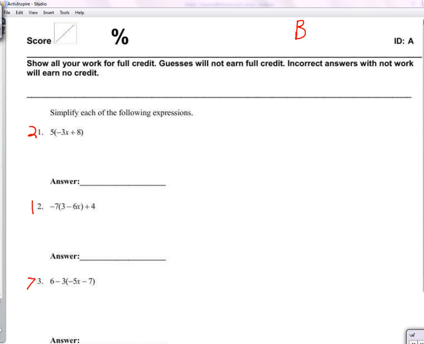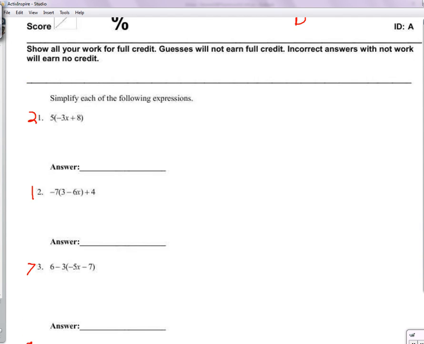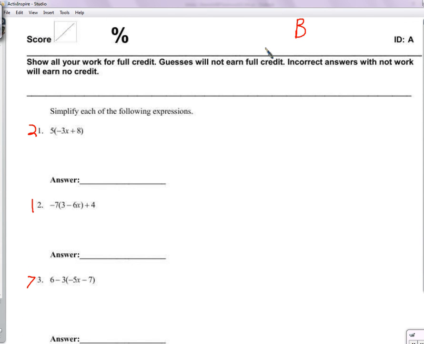I am going to tell you which one of these we're going to redo on Monday. I'm doing version A, and if you have version B, then these red numbers are just the number on your test or your quiz that correlates with this problem.